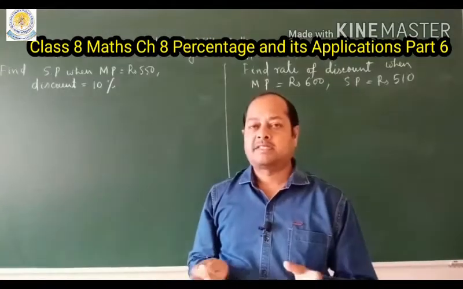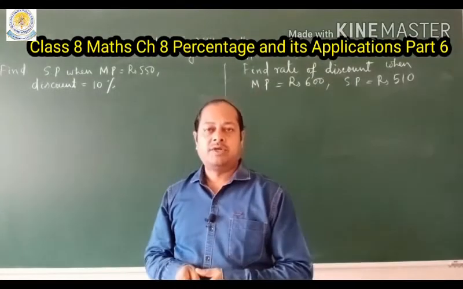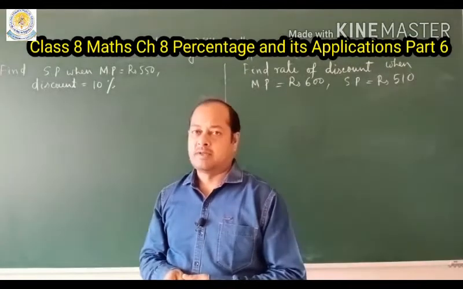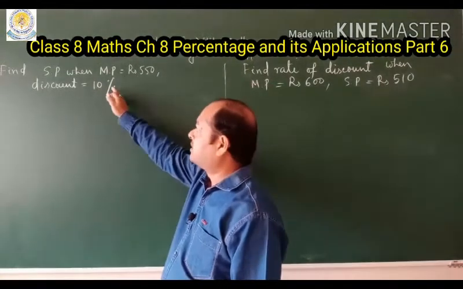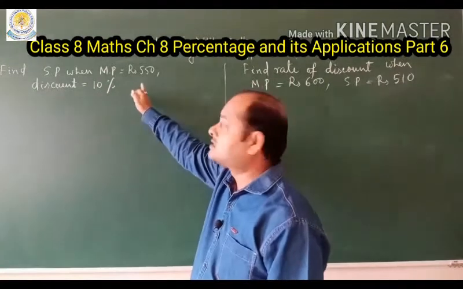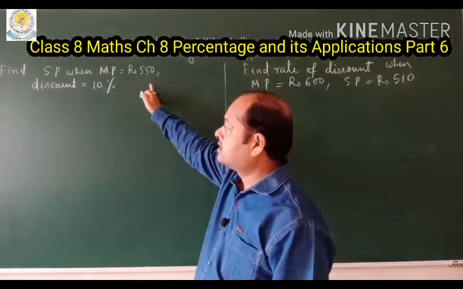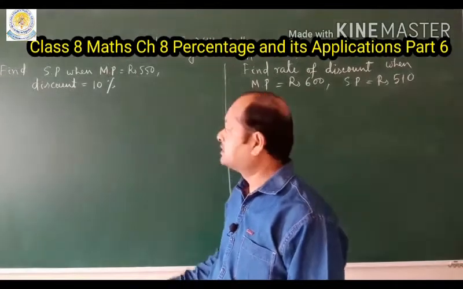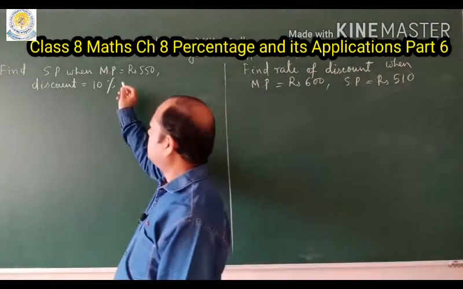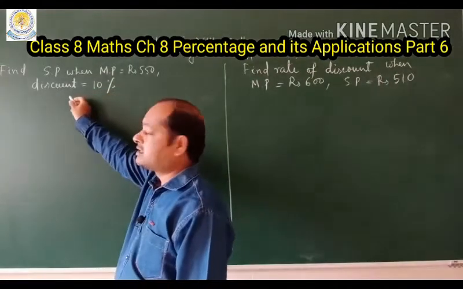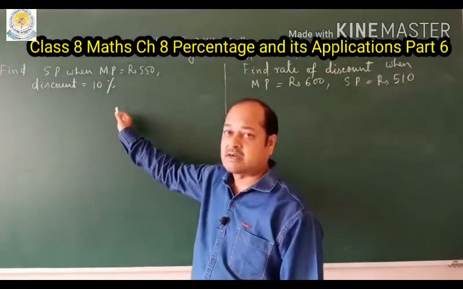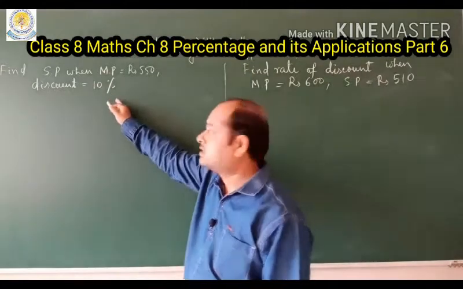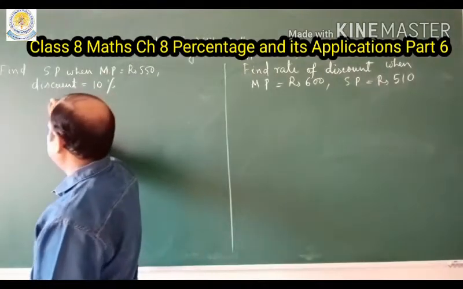Based on these formulas we are going to solve some word problems. Look at this question. Find the selling price when the marked price is 550 and the discount is 10%. First we will calculate the discount, then we can calculate the selling price. Here the discount percentage is given. So what is the discount amount?